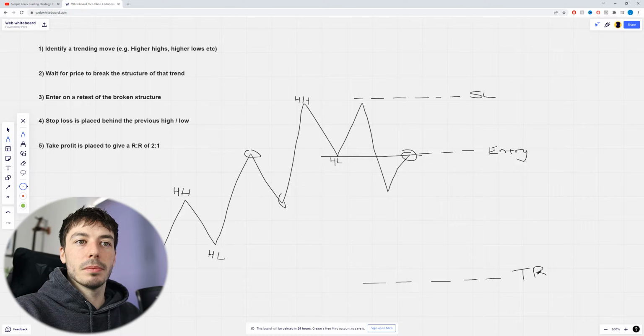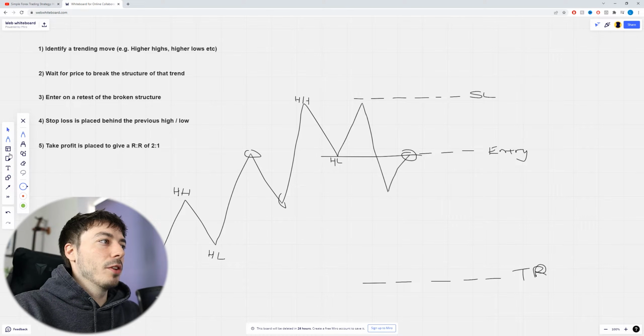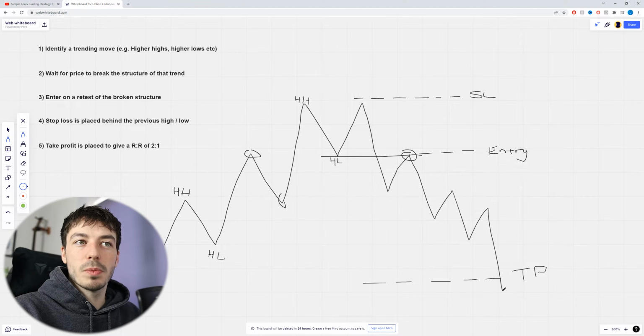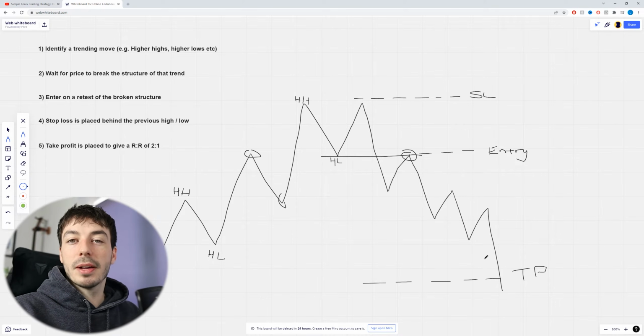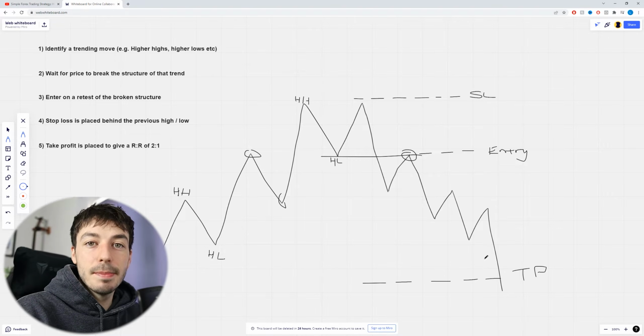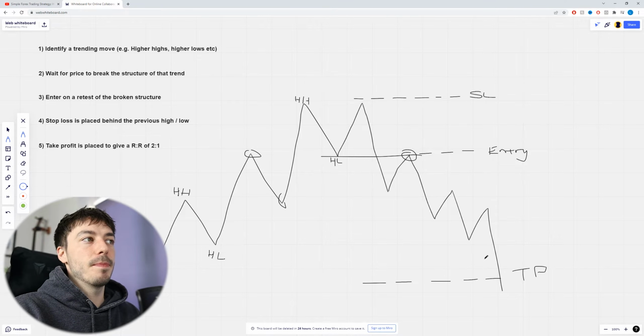Take profit, TP. Be good if I could spell TP. So down at the bottom, and then essentially what we're looking for price to do is to carry on in this way, making now lower lows and lower highs down to our take profit level. So it's a very simple strategy. There's not much to it.